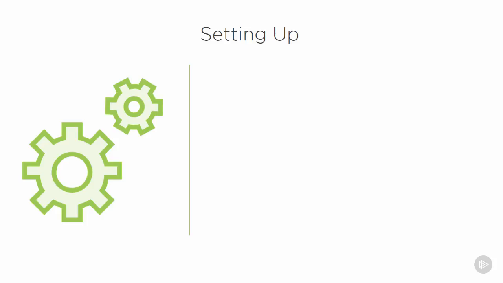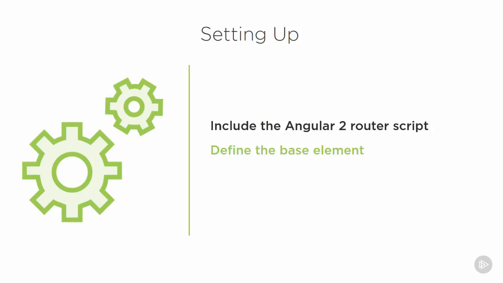To add routing to our application, we use Angular's component router. Using the component router requires a few setup steps. Here is a list of them so we know what's involved, and then we'll demo each step. Include the Angular 2 router script. Define the base element, and register router providers.